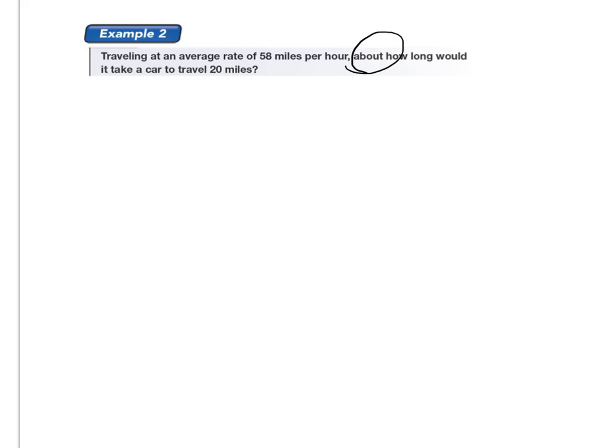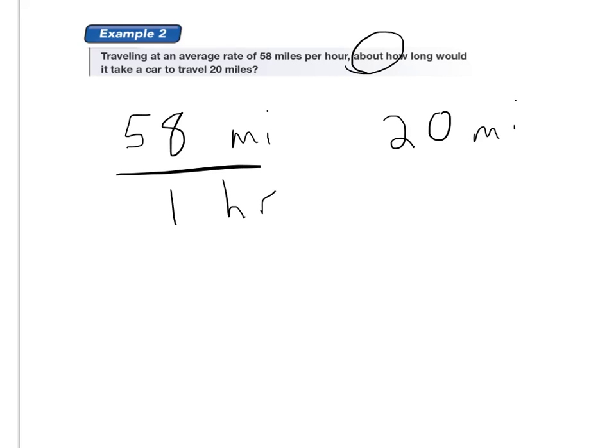Okay? Well, if we're going 58 miles every 1 hour, and they want to know how long would it take us to travel 20 miles. Okay, and how much time would it take us to do that? Well, I know it says about, so I'm going to go ahead and round off. 58 miles is about 60 miles. Okay, that's about 60 miles per hour.